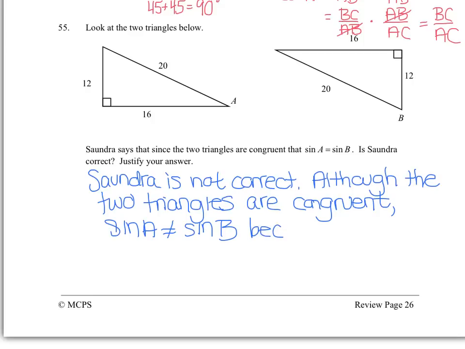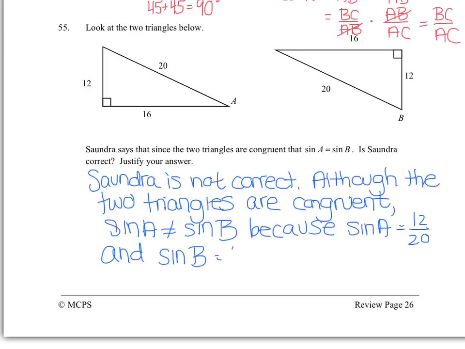So, although the two triangles are congruent, sine A does not equal sine B because the sine of A, so here is A, that's opposite over hypotenuse. So the sine of A is going to be 12 over 20. And the sine of B, so that's right here, opposite over hypotenuse, is 16 over 20. And we know that 12 over 20 does not equal 16 over 20. So Sandra is not correct.